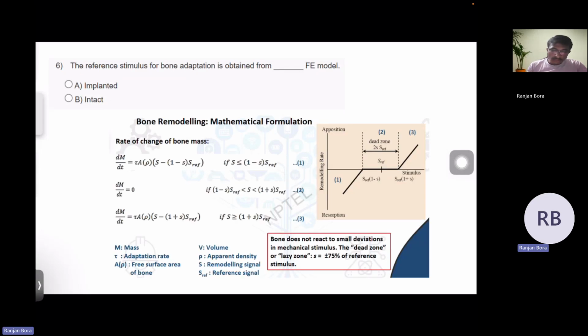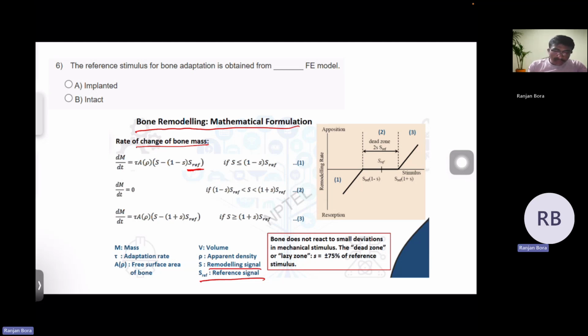So here there are some equations for bone remodeling. That means the rate of change of bone mass relates to this stimulus. This S_ref means the reference stimulus, and the capital S is the remodeling signal.